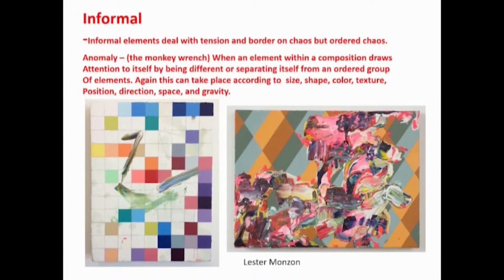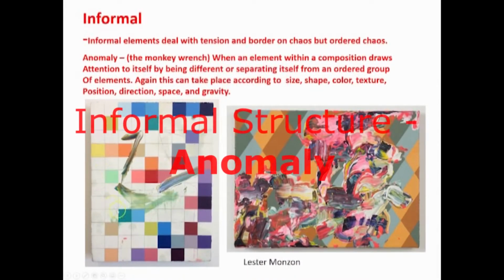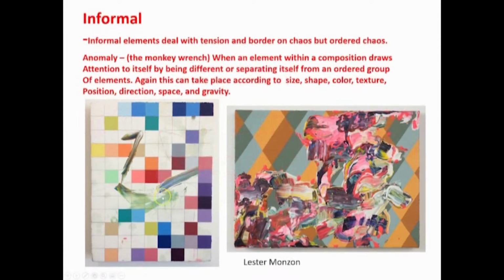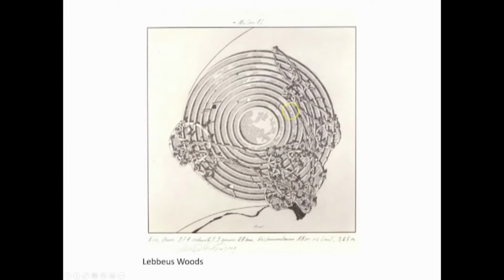Okay. Anomaly. You see the work of Lester Manzani set up this formal structure here, this grid, and then the paint splattered or smushed or spread over the top of that becomes the anomaly. It violates that structure. Same thing here, Lebbeus Woods drawing the radial formal geometry set up, and then these pieces become, these violations of that geometry become the anomaly.